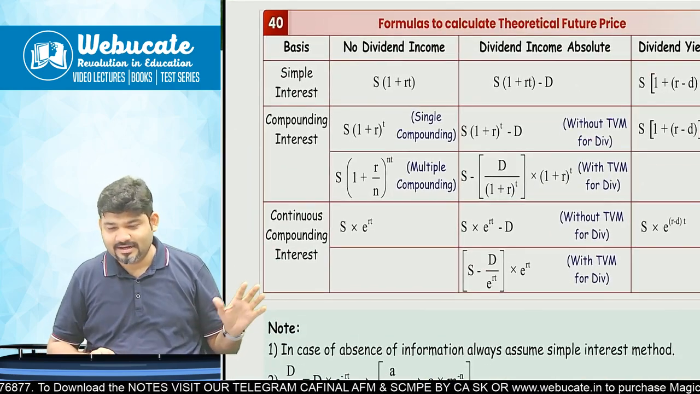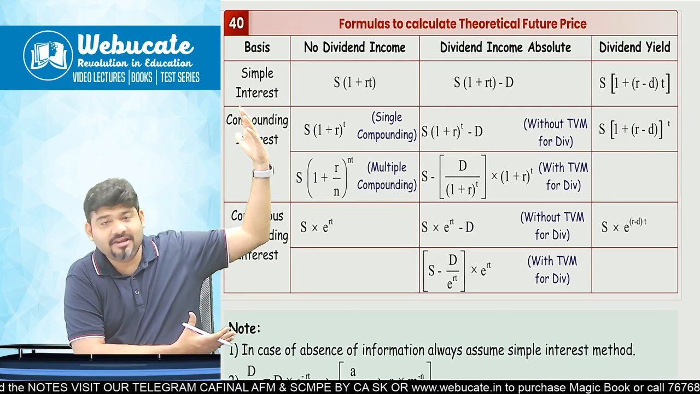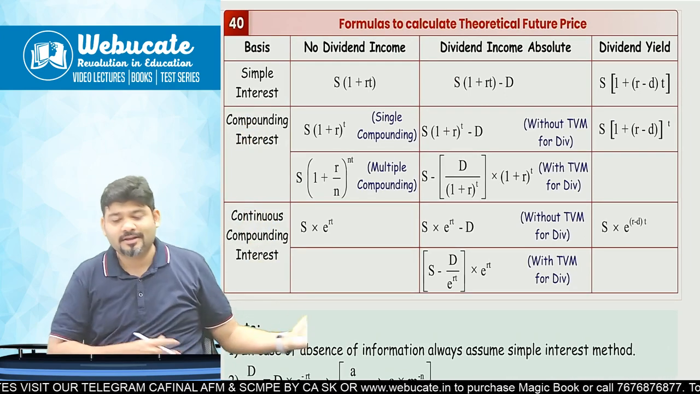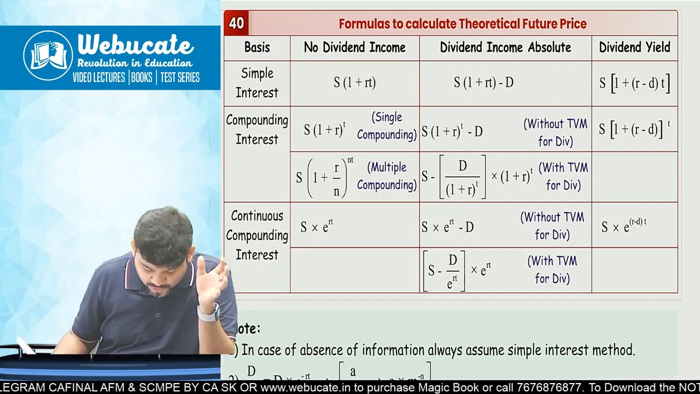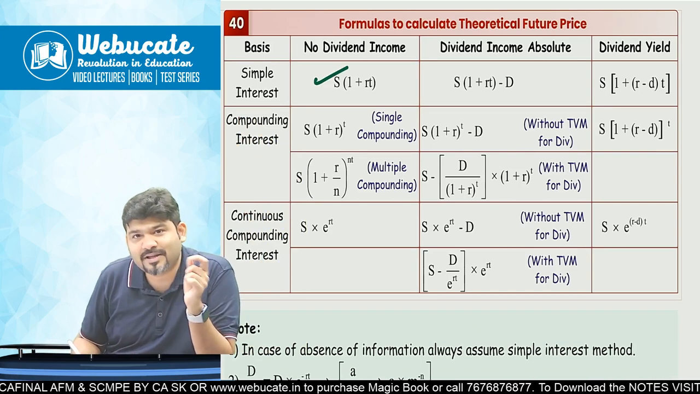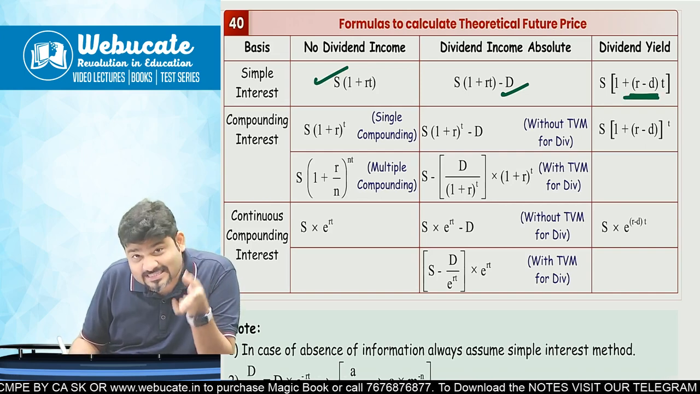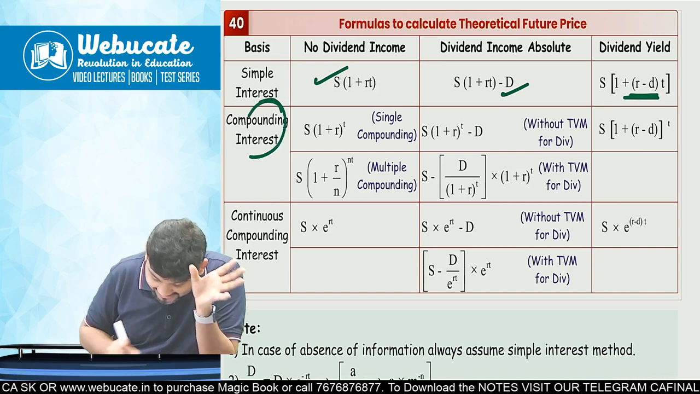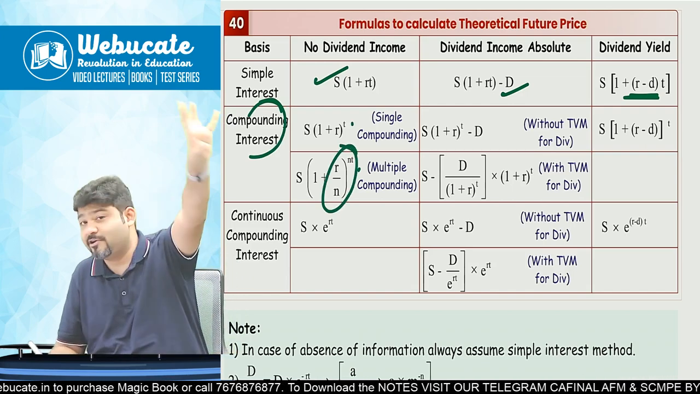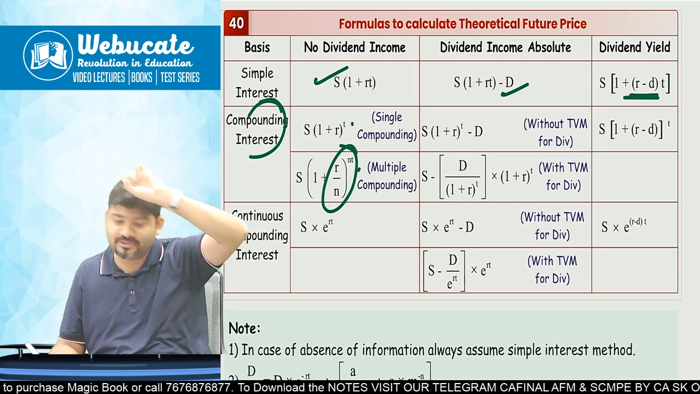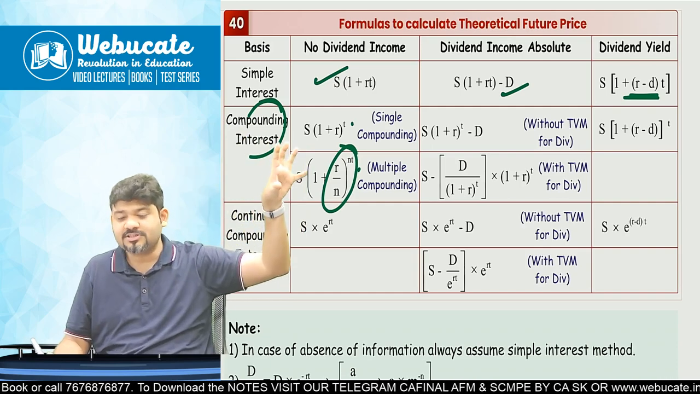Now all of this that I have explained is easily available in the form of this table. During the examination, all you have to do is follow this table and you will be through. Simple interest: no dividend income, 1 plus rt; 1 plus rt minus d; 1 plus (r minus d) into t. Compounding interest, single compounding. There is something called multiple compounding. Please listen to my time value of money lecture, where you will get to know what multiple compounding is. If that is the scenario, this is what you will use.